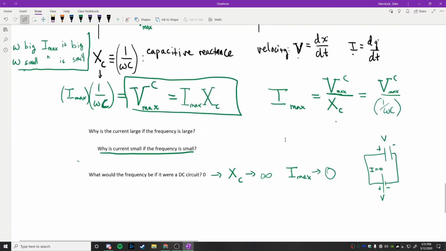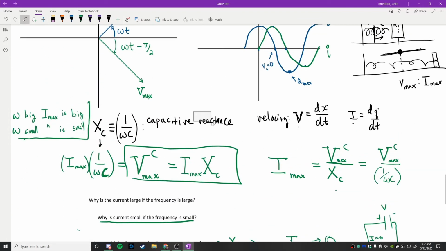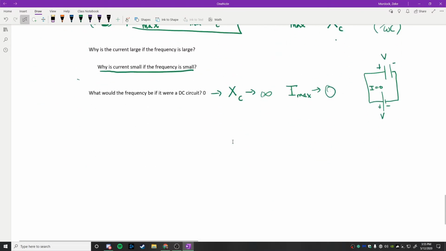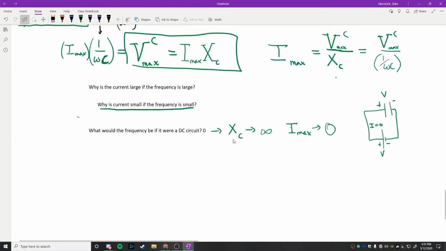So effectively what these reactance things do is they describe the effect of having one of these objects in your system. When you have a capacitor in your system, you can say that capacitors effectively tend to slow down or resist low frequency current.